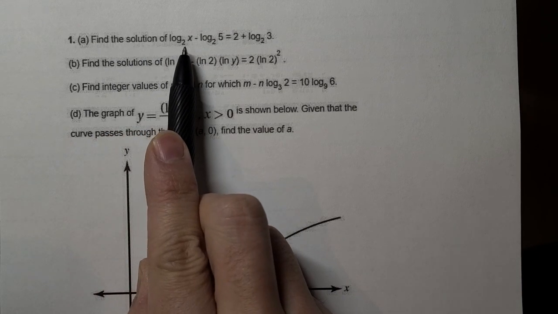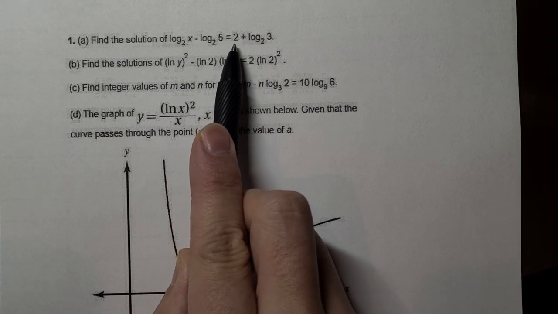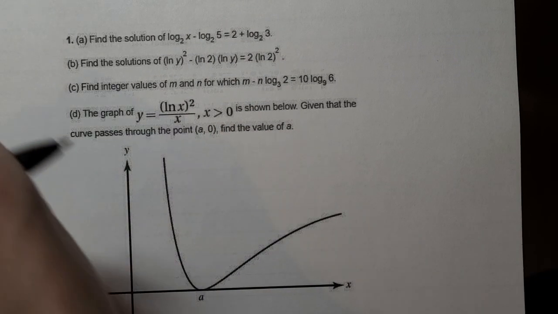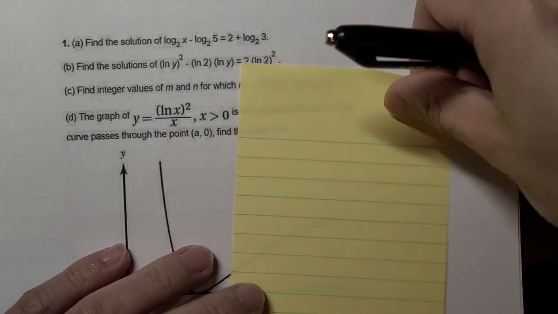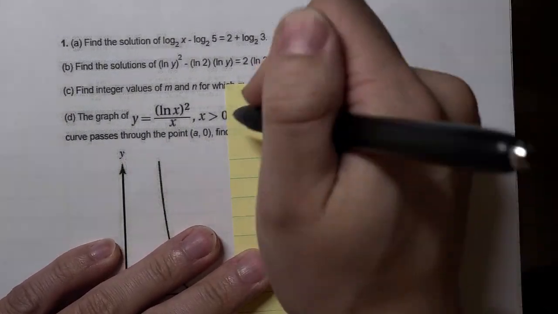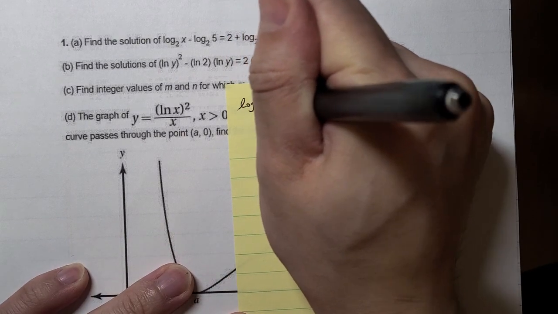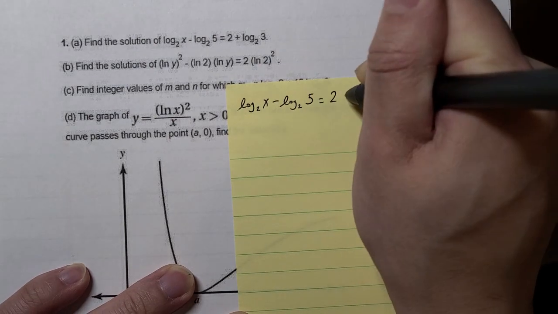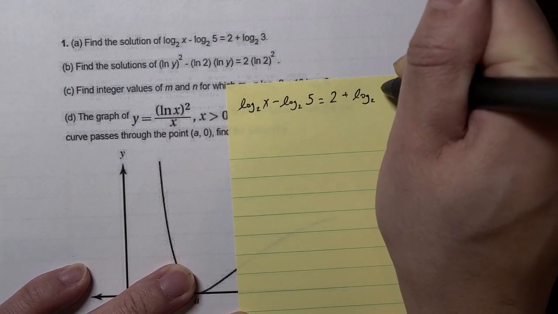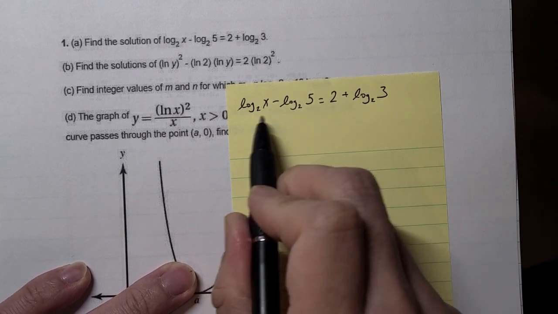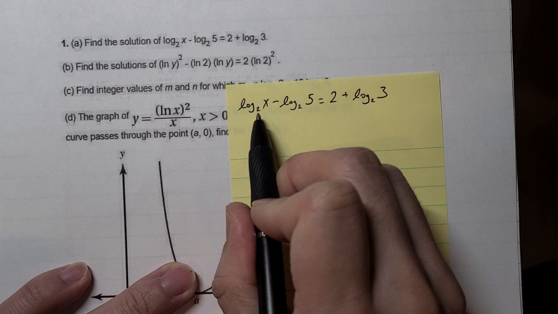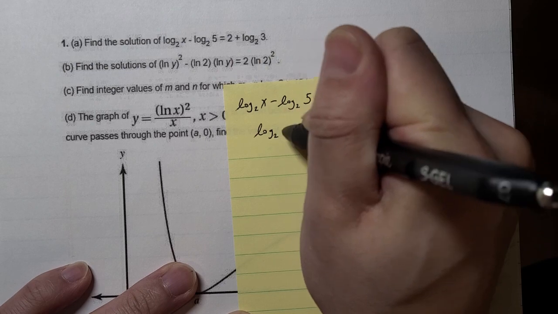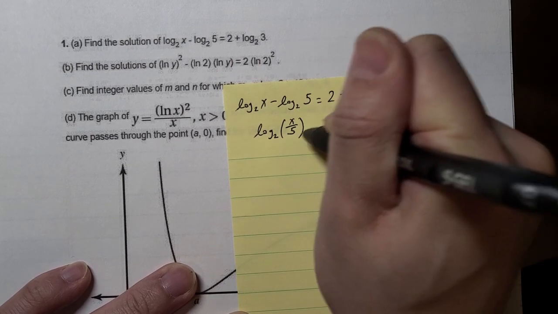Find the solution of log base 2 of x minus log base 2 of 5 equals 2 plus log base 2 of 3. Okay, so let me do it on a piece of note paper on the side. So I'm going to rewrite the question. Log base 2 of x minus log base 2 of 5 is 2 plus log base 2 of 3. Okay, so I probably want to combine these two logs by properties of logs. So for example, log a minus log b is log of a over b, so x over 5.